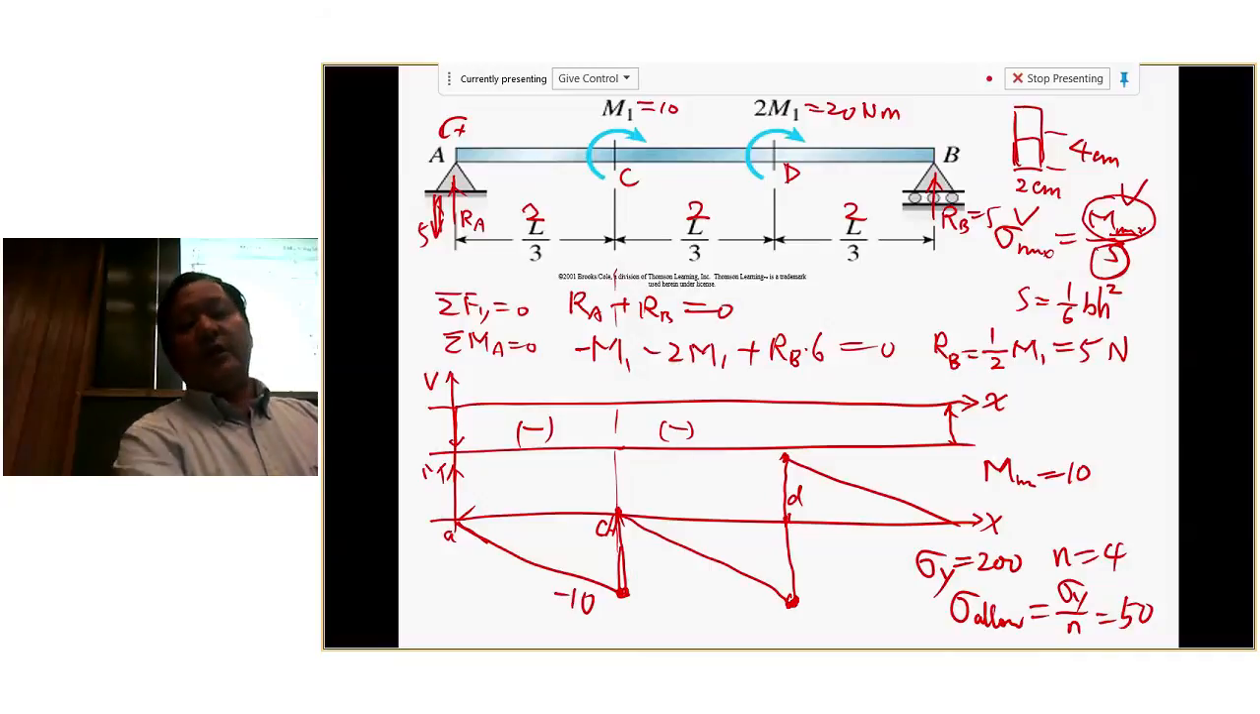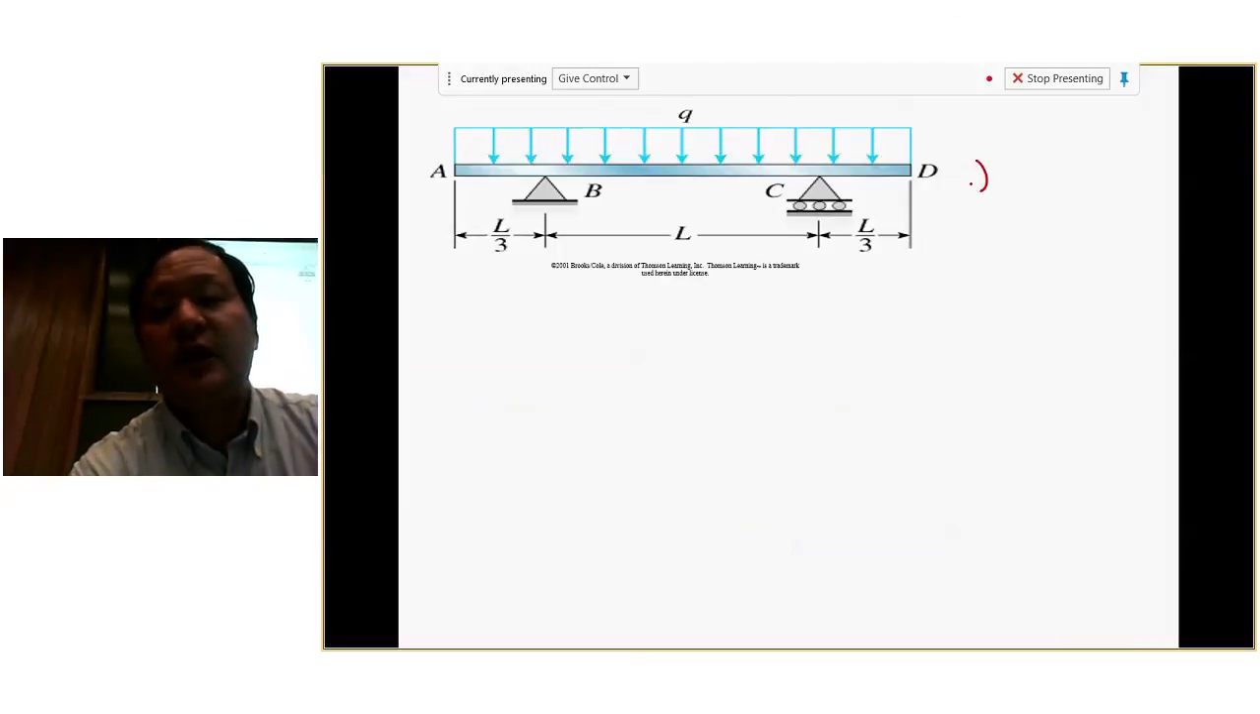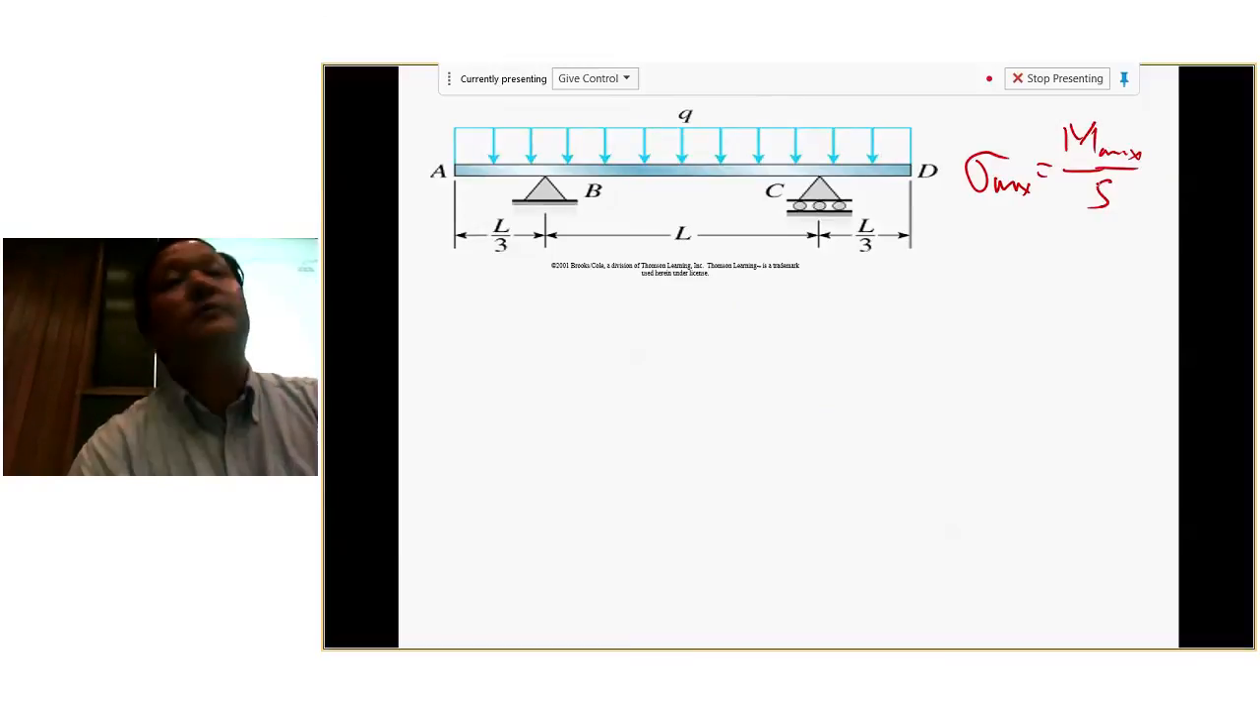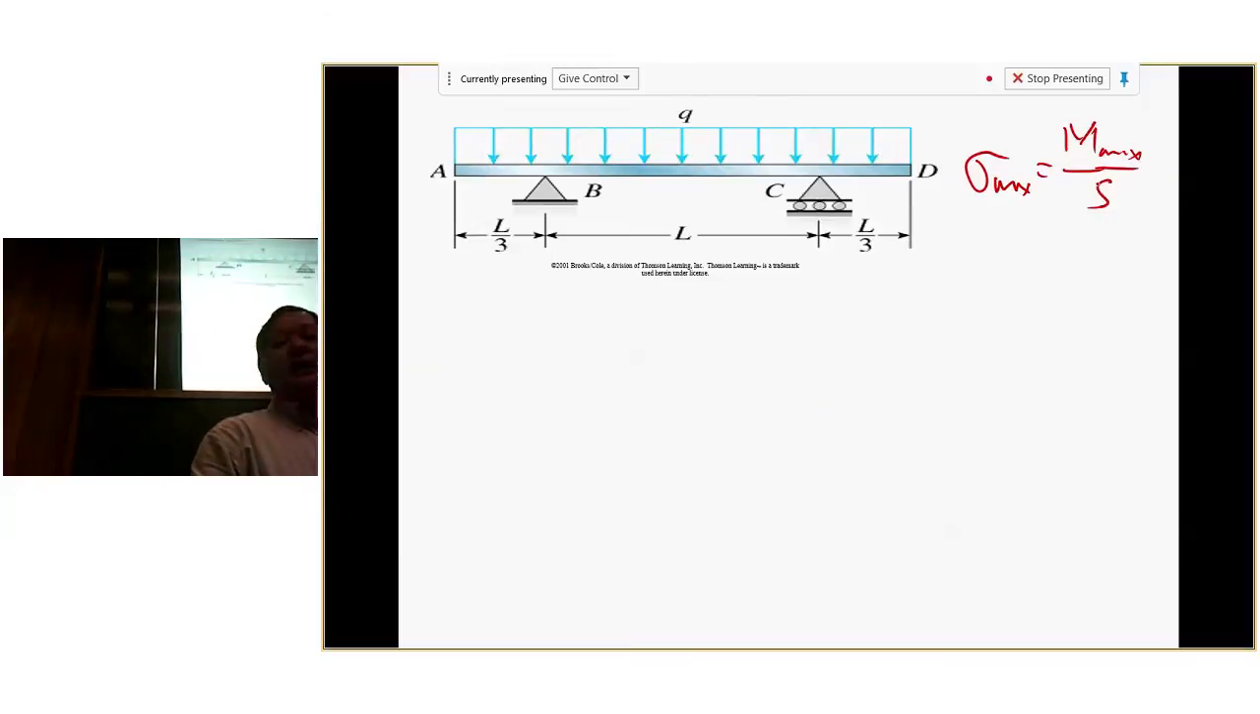Let me write this down again. You have sigma maximum equals M maximum over S. So there are three variables, and I can give you any two and ask you to find the third one. First one: given a load and a beam, you determine the stress. Then you say whether it's safe or not safe compared to the material limit.